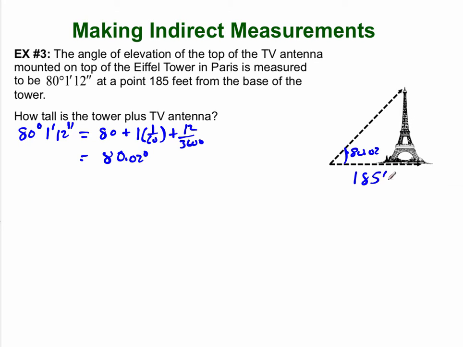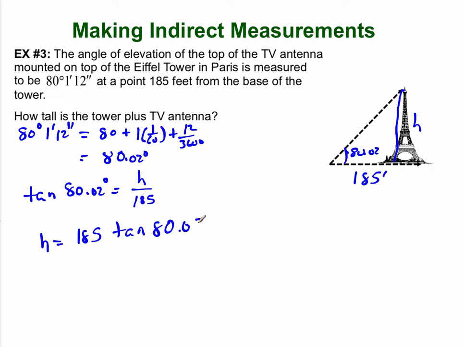Now it's at a point 185 feet from the base of the tower. How tall is the tower? So this is my height. So I have opposite and I have adjacent. So I know the tangent of 80.02 degrees is equal to h divided by 185. So the height is 185 times the tangent of 80.02 degrees. Or it's approximately 1,051.33 feet.